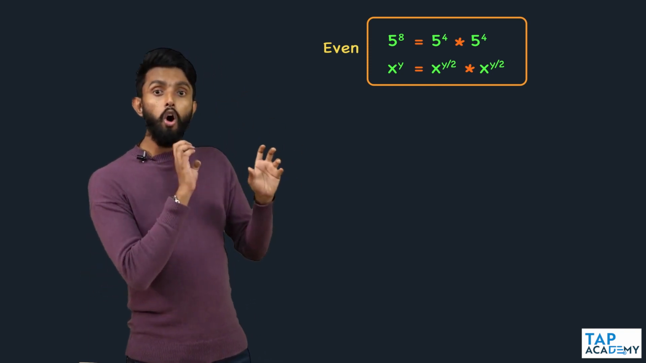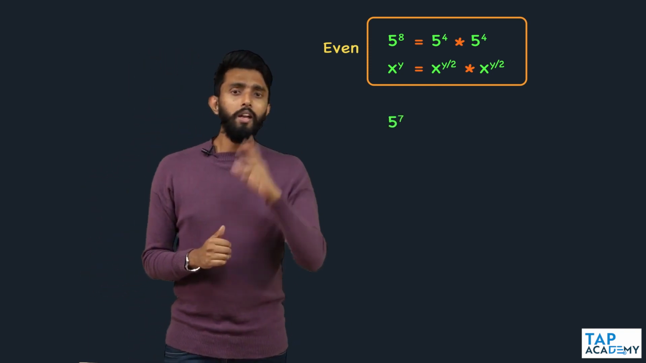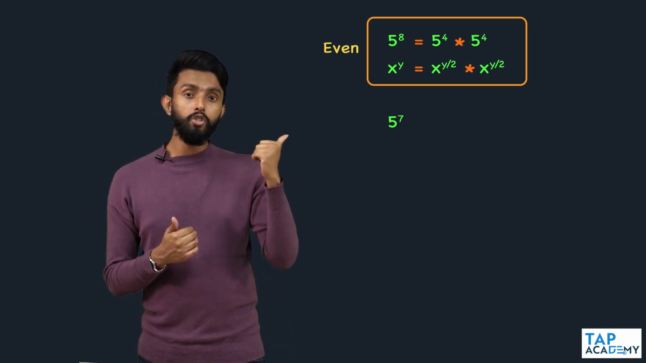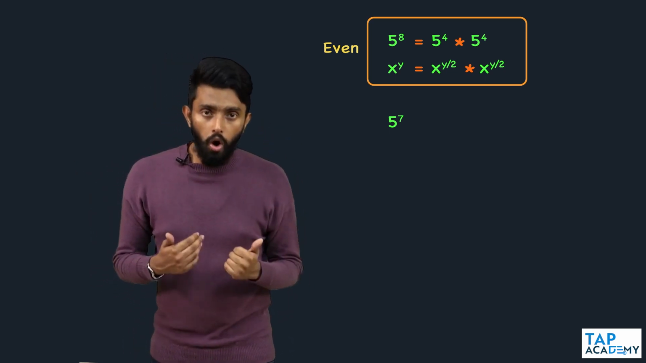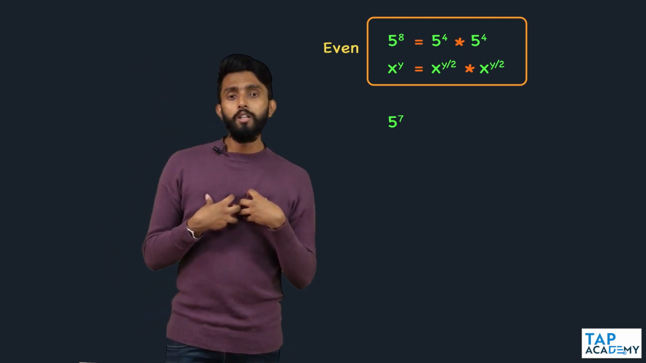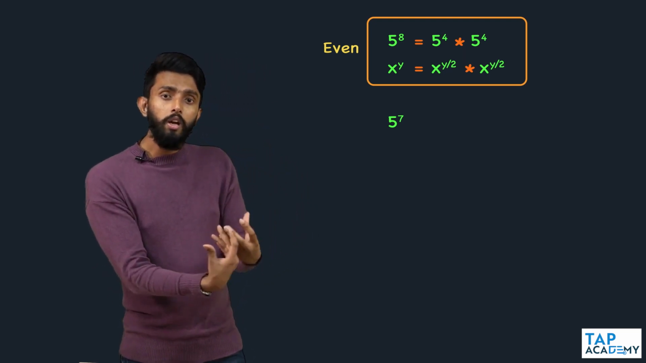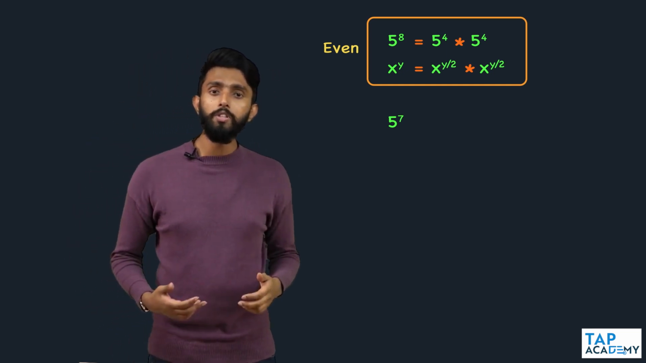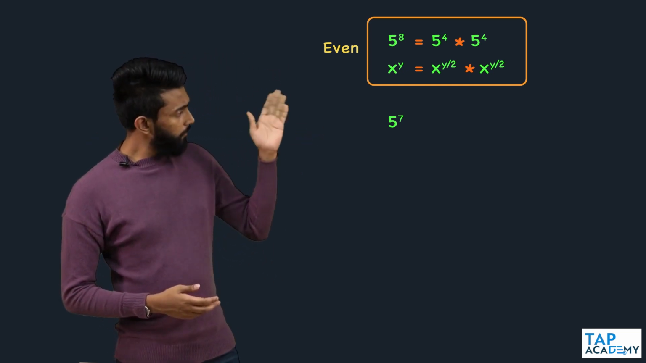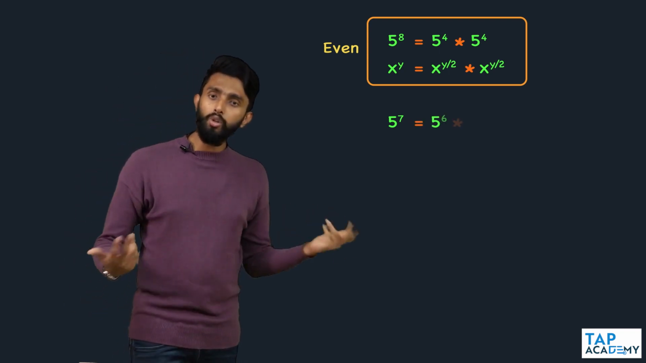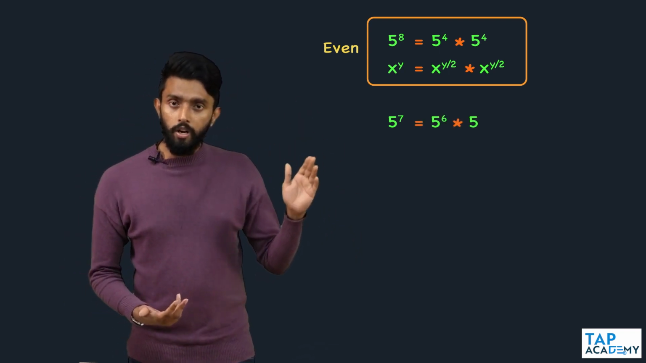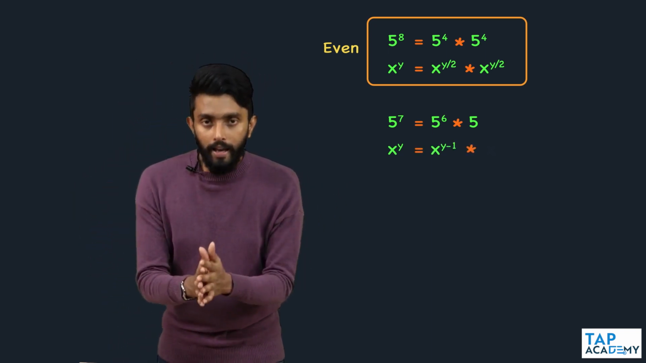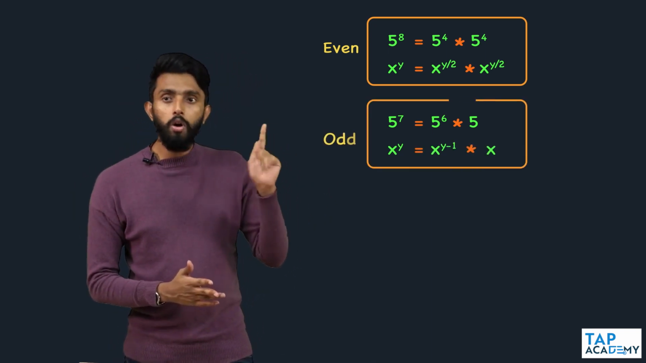But if in case it was odd power, 5 to the power 7, then I can't represent it as y by 2. Mathematically it's not possible. So if it is odd, I don't have any other opportunity to represent it the way I did in even. So I will stick to what we were doing previously. If power is odd, 5 to the power 7 is nothing but 5 to the power 6 into 5. If I have to represent it in a generic form, it is x to the power y is equal to x to the power y minus 1 into x. Would you agree? I am putting a box showing you odd.